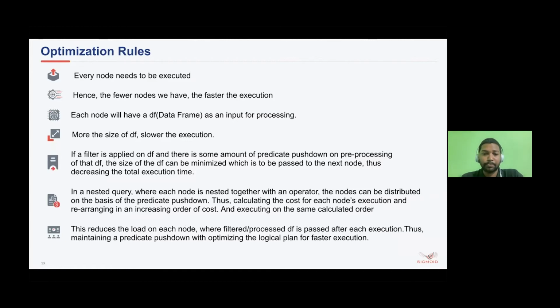And by sending that, we are maintaining a predicate pushdown, where we are pre-processing the filter. All right. So this is something known as predicate pushdown.